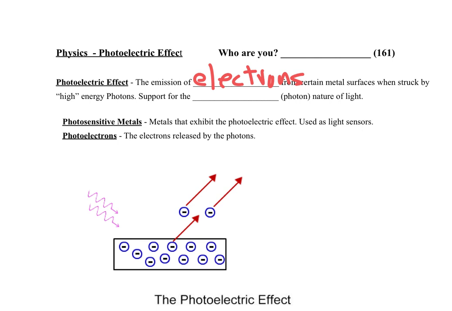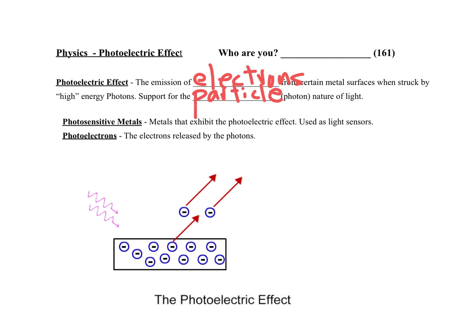So it's the photonic nature, the photoelectric effect is support for the particle nature of light. There were experiments done in the early 1900s. In fact, Einstein was one of the famous scientists that studied the particle nature of light. In fact, that's what he won his Nobel Prize in physics for, his study of the photoelectric effect, not for the theory of relativity. So that's kind of interesting.